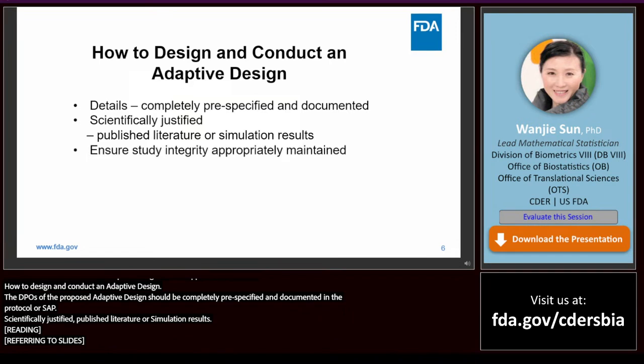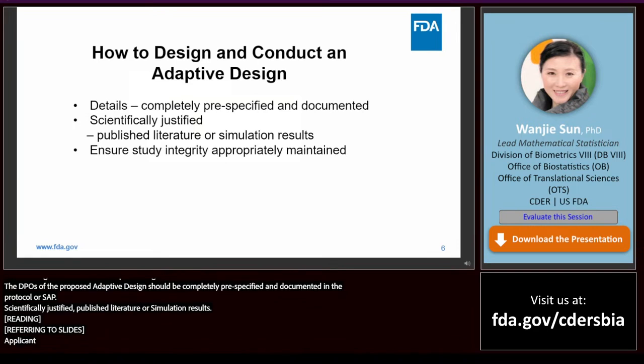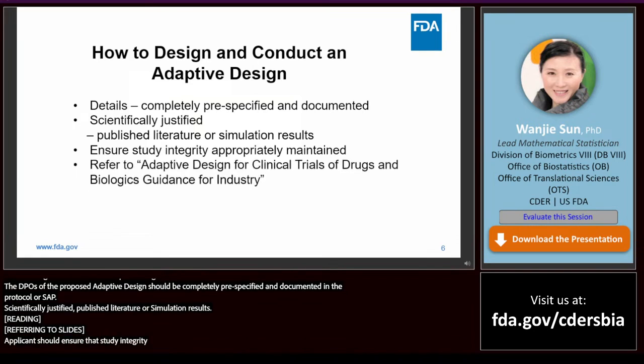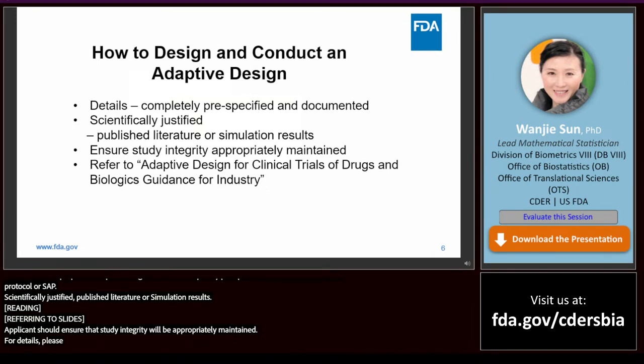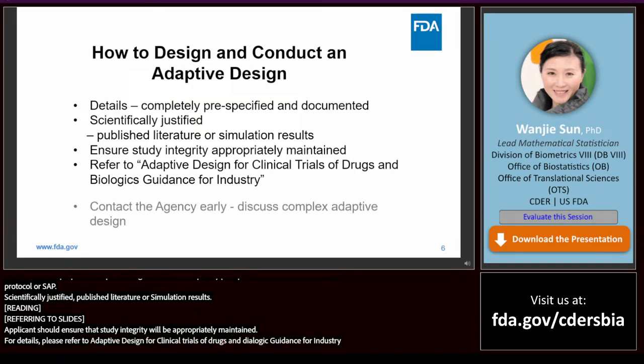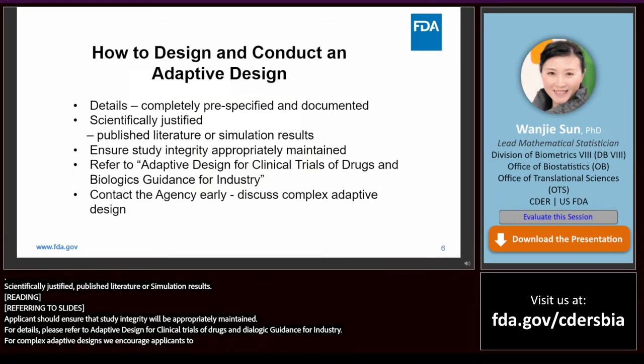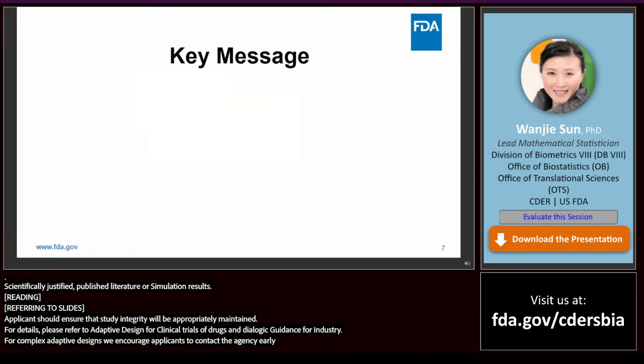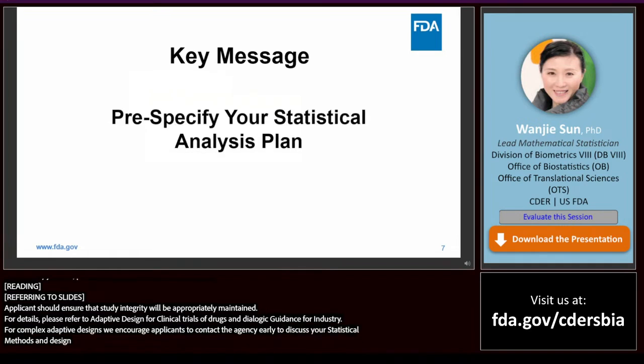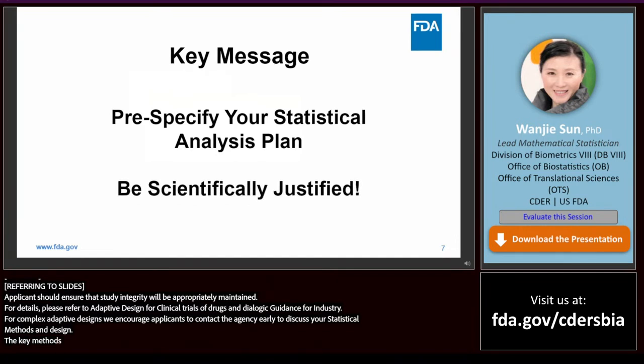Applicants should ensure that study integrity will be appropriately maintained. For details, please refer to FDA's Adaptive Design for Clinical Trials of Drugs and Biologics Guidance for Industry. For complex adaptive designs, we encourage applicants to contact the agency early to discuss their proposed adaptive design and statistical methods. The key message is pre-specify your statistical analysis plan and be scientifically justified.